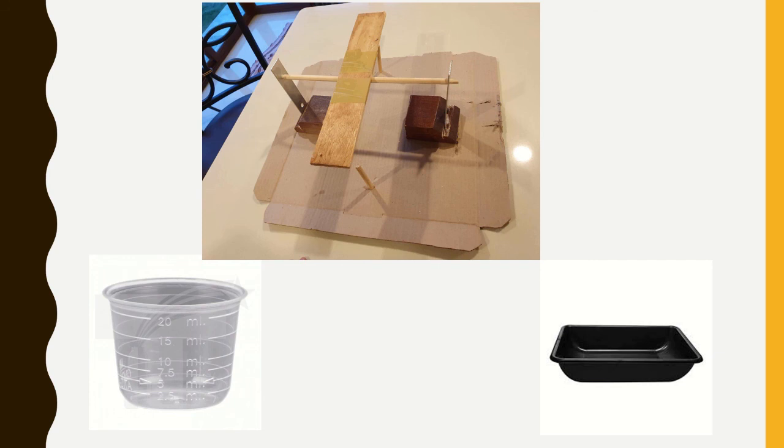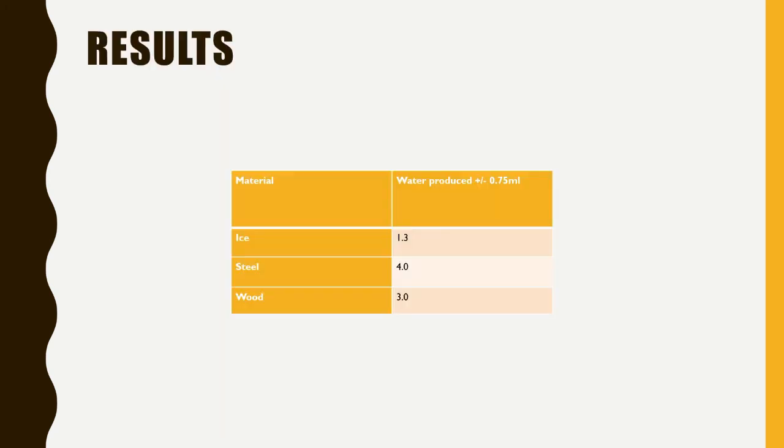After sliding an ice cube on different surfaces, I obtained the following data. Now, the results. What I got of water produced from ice was 1.3 milliliters. From steel, I got 4.0 milliliters, and for wood, I got 3.0 milliliters.